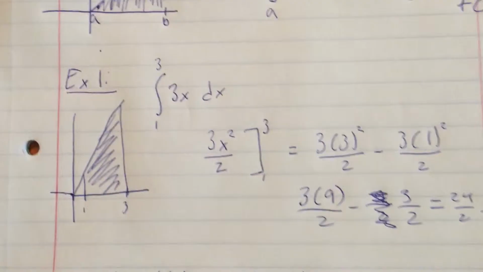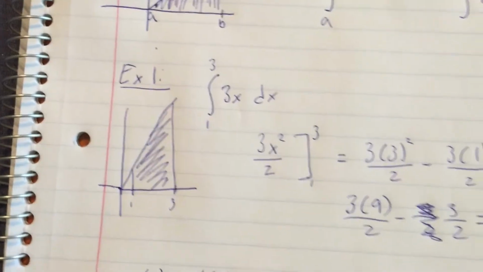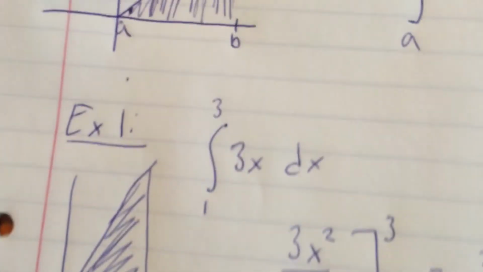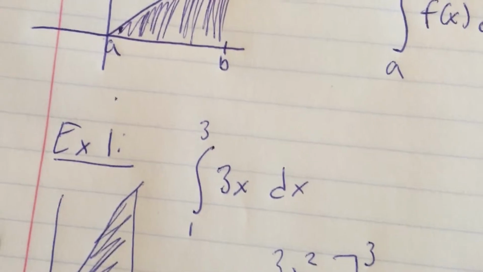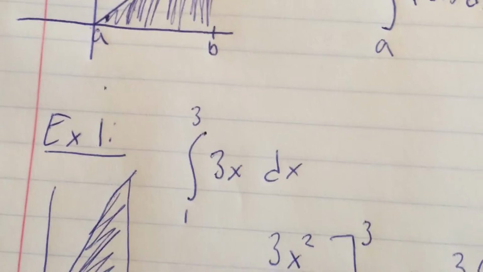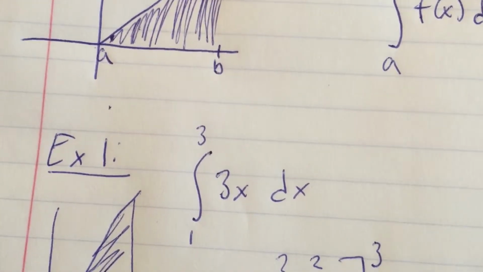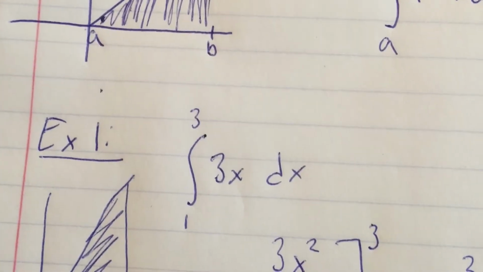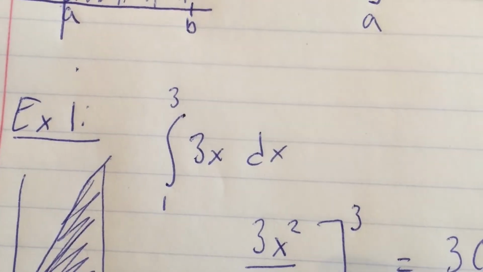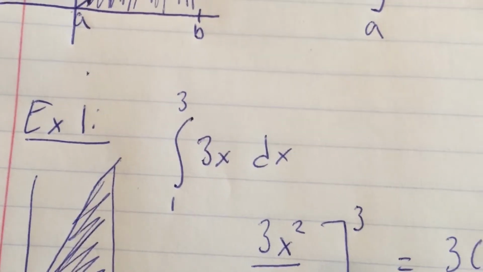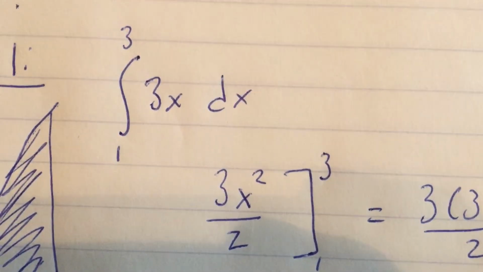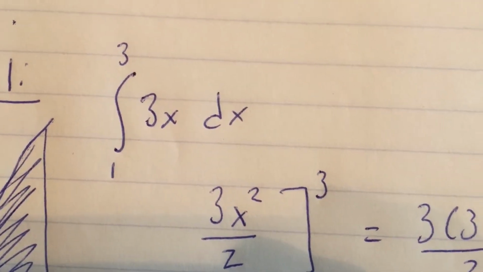In this example, you can see the area under the curve from 1 to 3 on the function 3x. You set up your notation as so, and then when you take the integral, it's the opposite of a derivative. Instead of subtracting 1 from the power as you would when taking a derivative, you add 1 to the power and divide by the new power. So we have 3x, and when we take the integral of that, we get 3x squared over 2. So we add 1 to the power and divide by the new power.